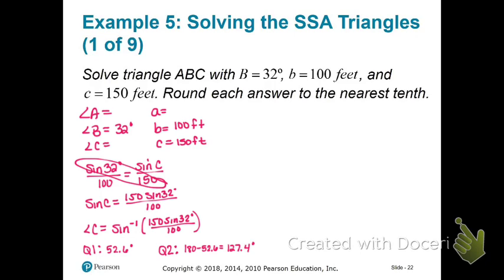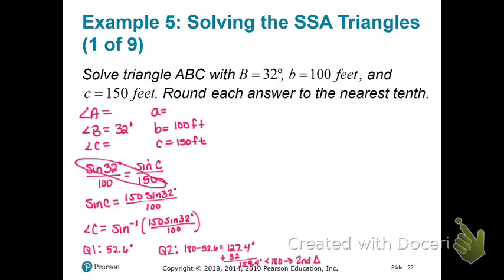All right, and then to check to see if it's going to work, what do I have to do? Not 60 this time. What's the angle that we know? 32. Add 32. You add the angle that you know. So I'm going to add 32. That gives me 159.4 degrees. Is that less than 180? Yeah, so that means we have a second triangle.